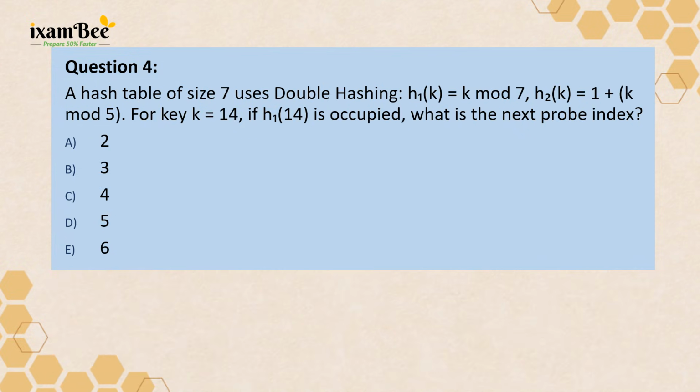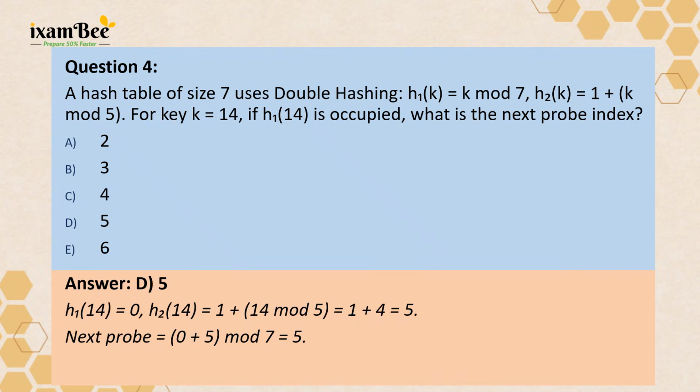In this next question, a hash table of size 7 uses double hashing with the first hashing function as k mod 7 and the second hashing function is 1 plus k mod 5. For key k equal to 14, if h1 of 14 is occupied, what is the next probe index? The answer to this question is D, 5.